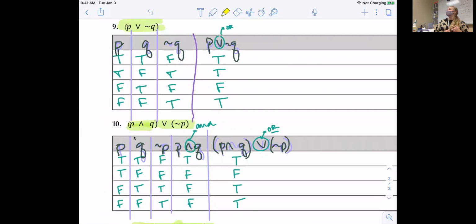Same thing for number 10. I did P, Q, not P. And then I did P and Q. And then I did the whole thing, which was P and Q or not P. Think about getting it as bite-sized as possible in order to have just 2 columns that you're looking at in the end. So like that number 10 looks like a really long thing, but if I am just doing this column and this column, it's way easier to think about it that way. I'm like, oh, I'm just looking at the 2 columns and doing the or of them. That's not too bad.